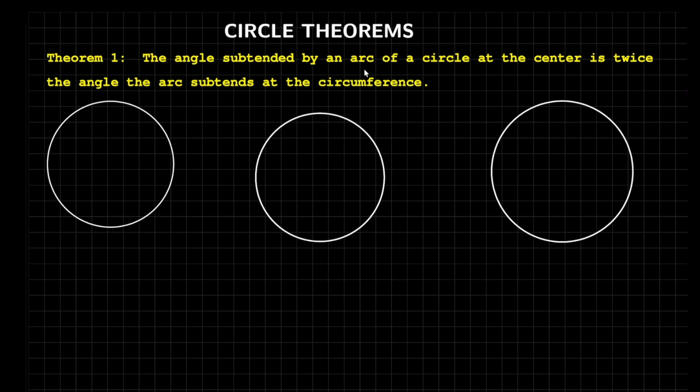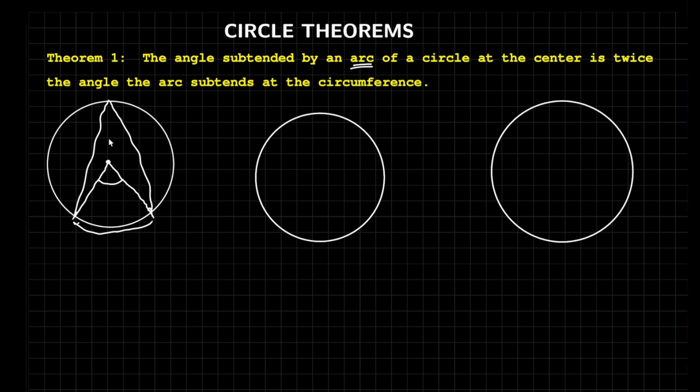First, we need to identify the arc. The arc is a portion of the circumference of a circle. So if you decide to pick a portion, I'm cutting this part and this part. So from here to here, we have an arc. So the angle this arc subtends at the center. So here's the center. The angle we have right here is the angle subtended at the center, which is twice the angle this same arc subtends at the circumference.